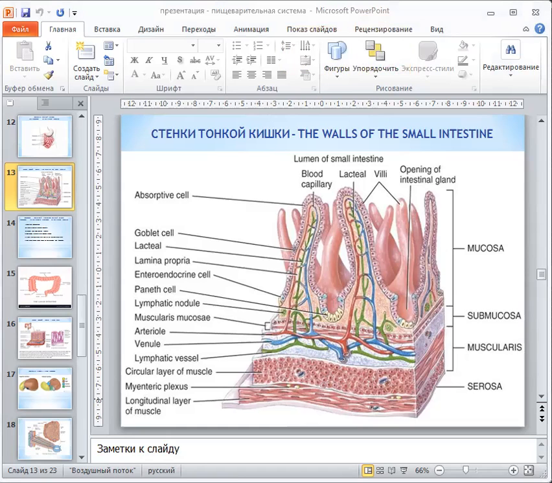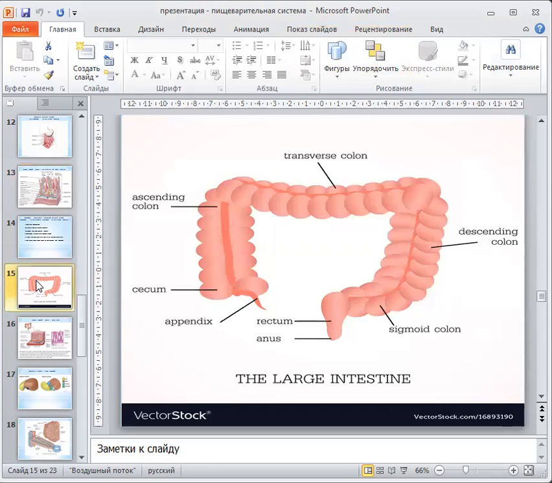The next part of digestive system is large intestine. Large intestine consists of a part, cecum with appendix. Diameter of cecum is 7 centimeters. Length of appendix is equal to from 8 to 13 centimeters. Ascending colon. Length of ascending colon is 12 centimeters. Transverse colon.